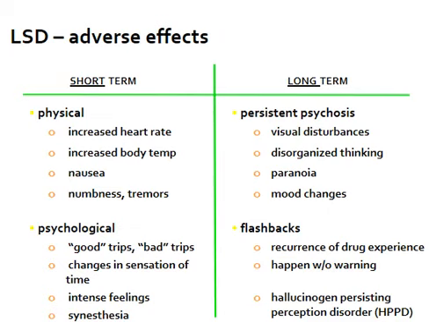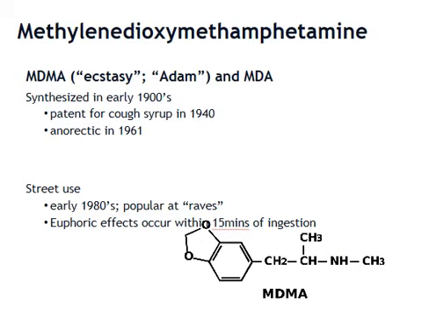drugs are abused. The other drug is a derivative of amphetamine, and this is ecstasy, MDMA, also called Adam on the streets, or MDA. This drug was synthesized in the early 1900s. The patent for cough syrup was actually first issued in 1940. And it's been used since then for different reasons. Now it's used as a street drug.